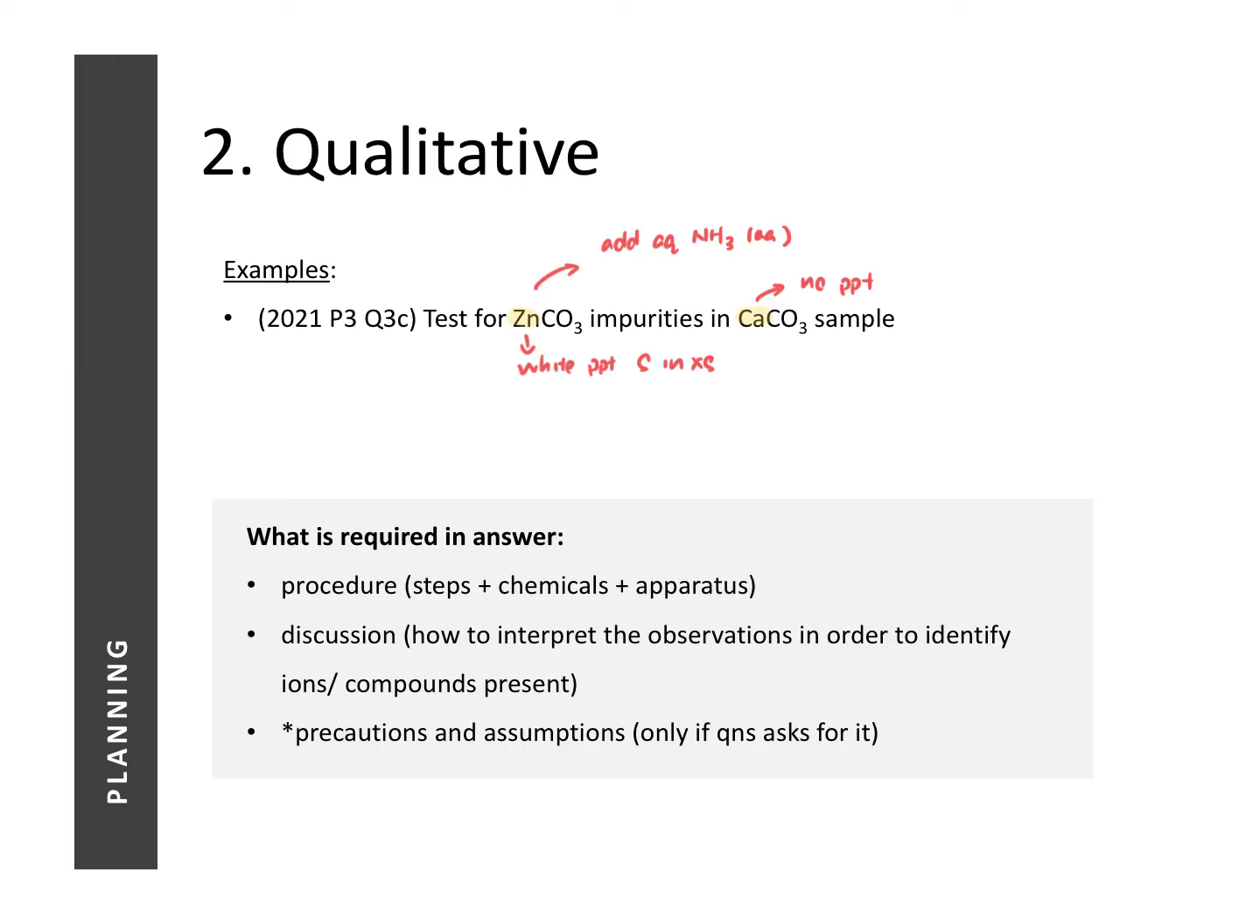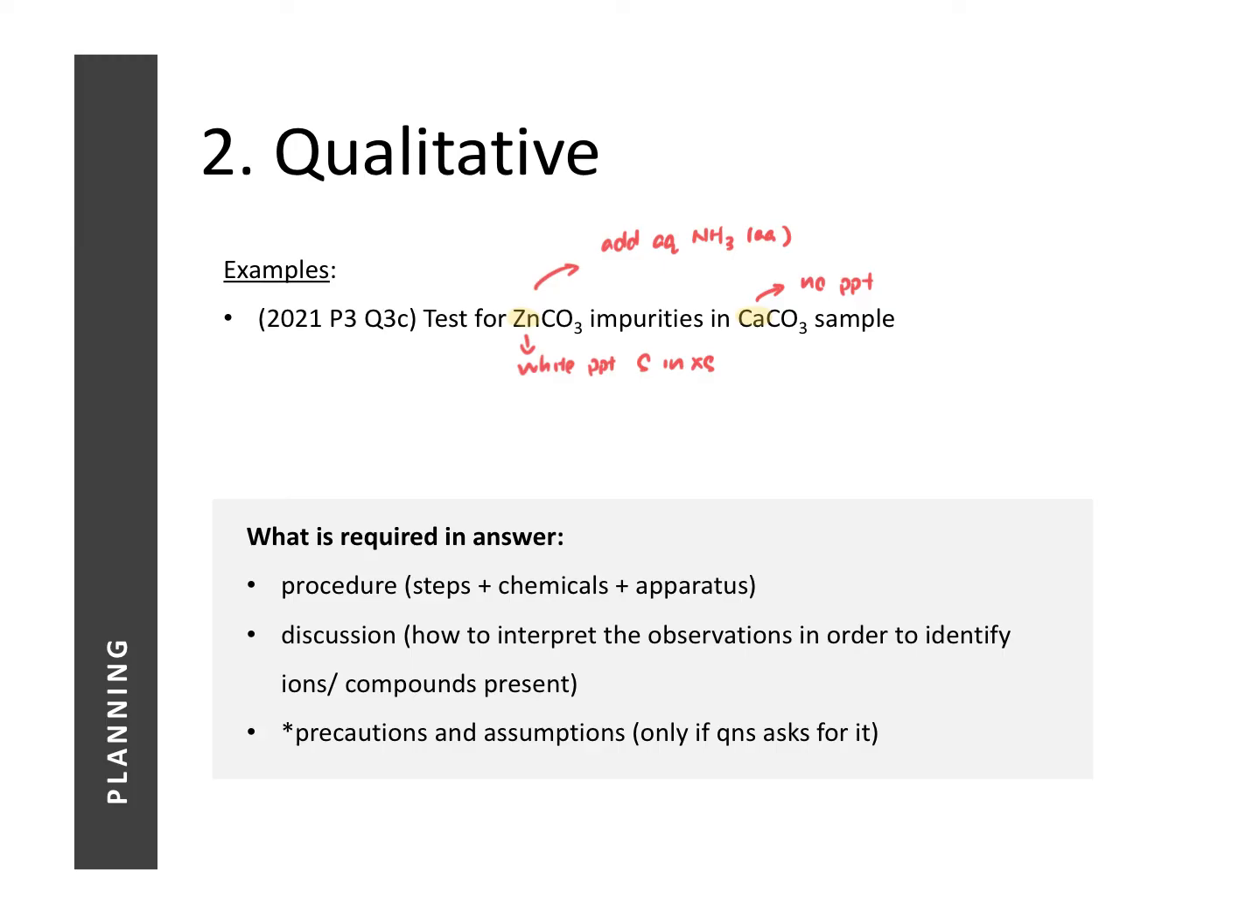However, there is a catch. For QA tests to work, the metal must exist as aqueous ions. So usually when we add sodium hydroxide or ammonia, it is to aqueous metal ions, which will allow us to identify which ions are present. In this case, zinc carbonate and calcium carbonate, which we have learned in our solubility rules, are insoluble in water. So by adding aqueous ammonia to the two solid samples, there will not be any observations because they will remain insoluble in your aqueous ammonia.